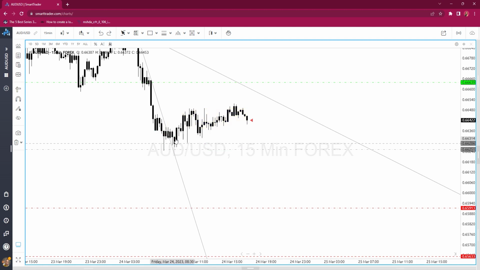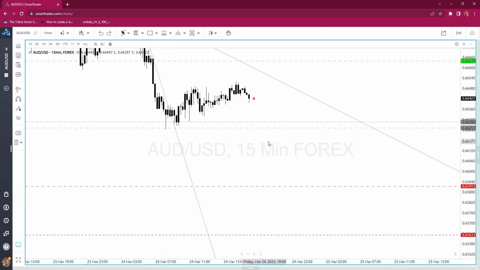Okay. So this is not a bullish break of the trend line. You see, price was still actually coming down when it crossed over. So there is a possibility it can come back.